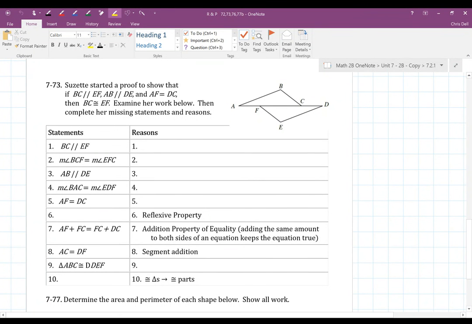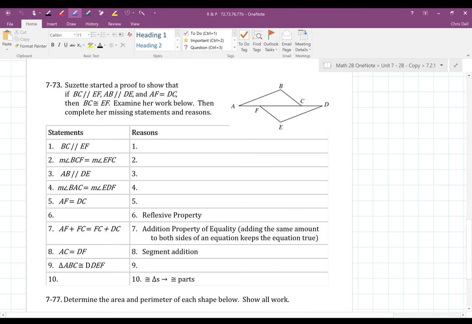We are looking at a proof. We already have some of the proof. We have all the statements, some of the reasons, and we need to complete this proof. Actually, some of the statements we need to complete. So statements and reasons, there are some blanks that we need to complete on this proof. We're going to go through this process, and I'll walk you through the logical steps here.